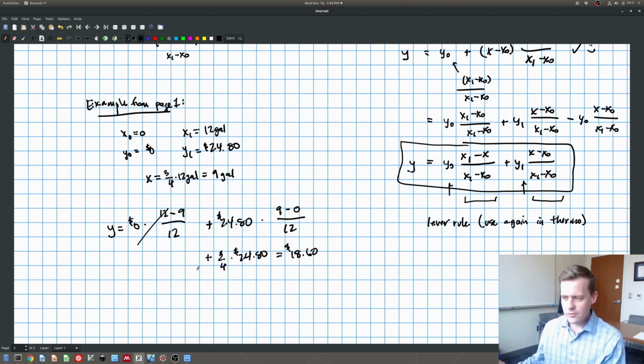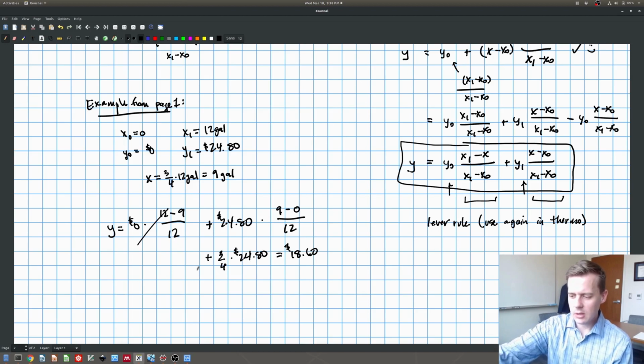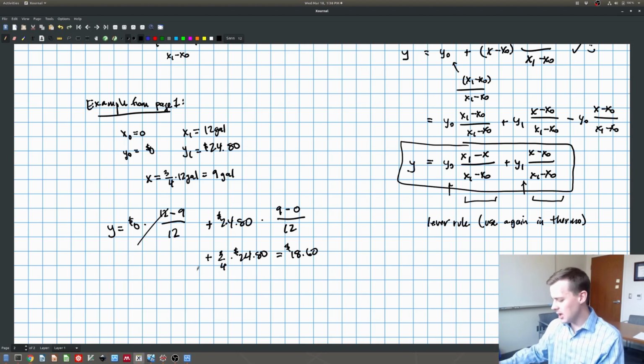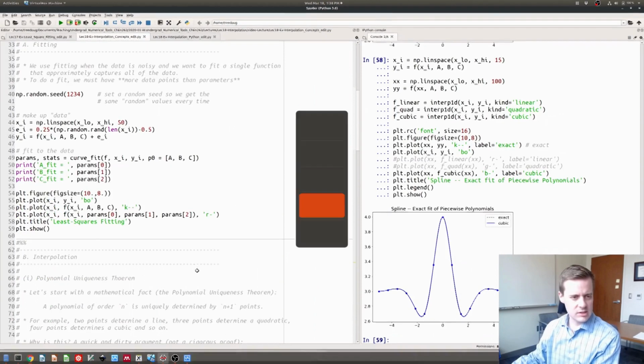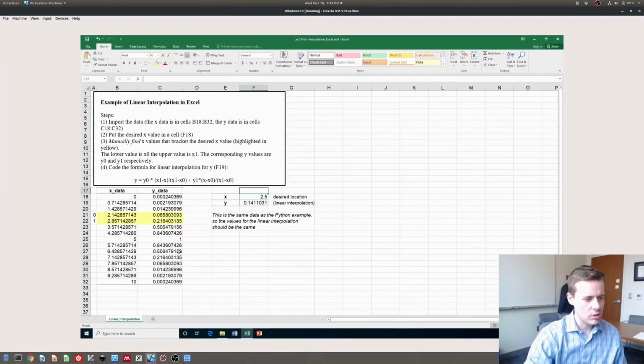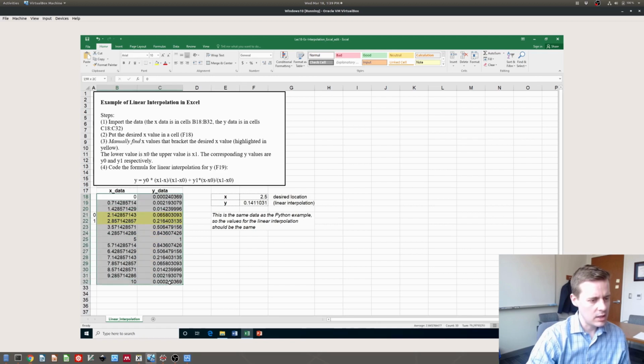So now I have an example of doing linear interpolation in Excel, and I'm just going to give you this example. I'm not going to spend time going over it, all right? But essentially what you do is I have this x data and y data, and suppose I want to interpolate in between these 2 points, right?